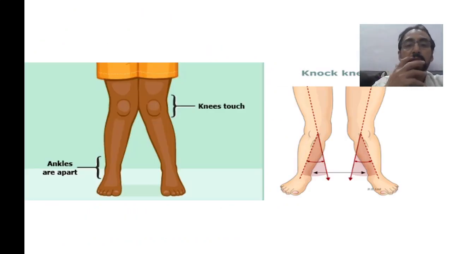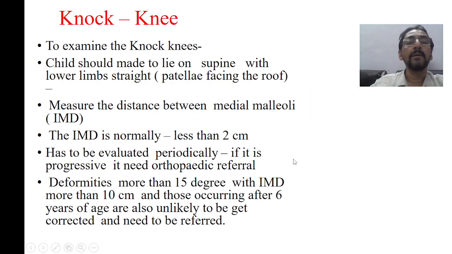Now these are the pictures. So everybody knows that both the knees are touching and the ankles are apart. Both the ankles are staying apart, but both the knees are touching. This is very typical of a knock knee. Now, if you see, this is the angle that we will discuss later. So now we will discuss knock knee.